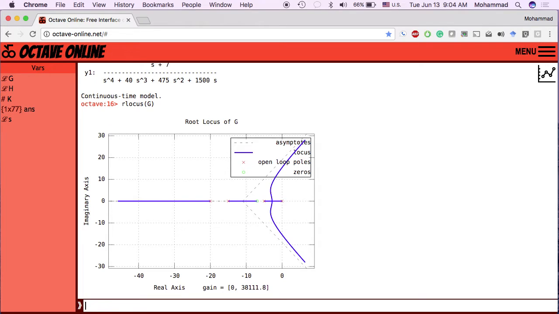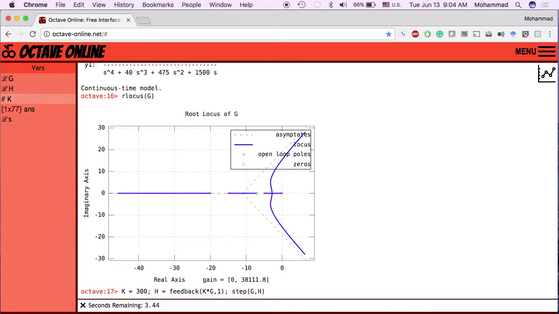So let's create the closed loop system. So H is going to be made of feedback of K times G, and with a 1 on the sensor side, on the feedback line. So K, we said at least has to be equal to 300 and should not exceed 500. So K of 300, H is feedback of K times G and 1. Then we can look at step response of G and step response of H, so step response of open loop and closed loop on top of each other on the same plot.